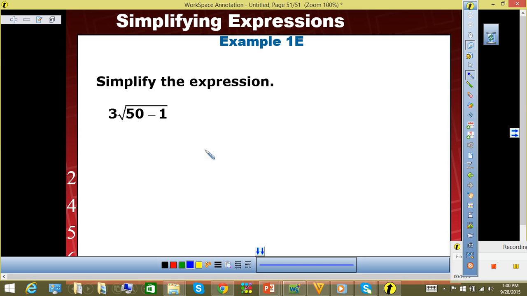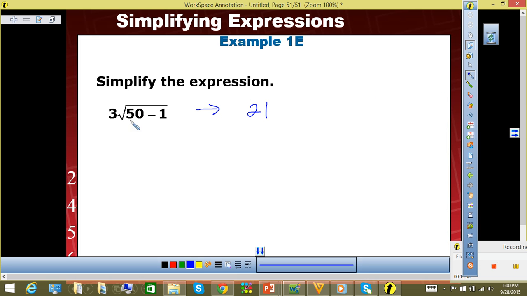Now check this out. Correct answer is 21. But this is where some of your brain couldn't go forward. You thought that this was this. No. Some of you, I said. I didn't say all of you. So this is not that. This is 3 times square root of 50 minus 1. Does everybody see that? So make sure you pay attention to those little things.